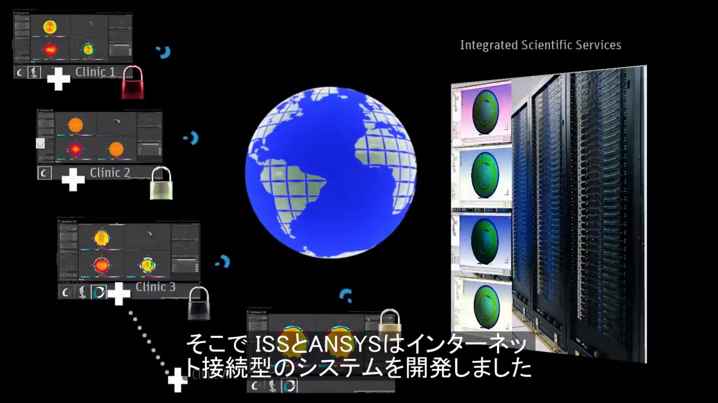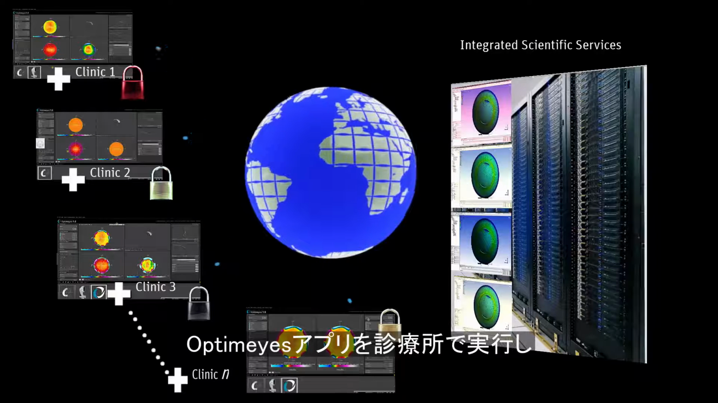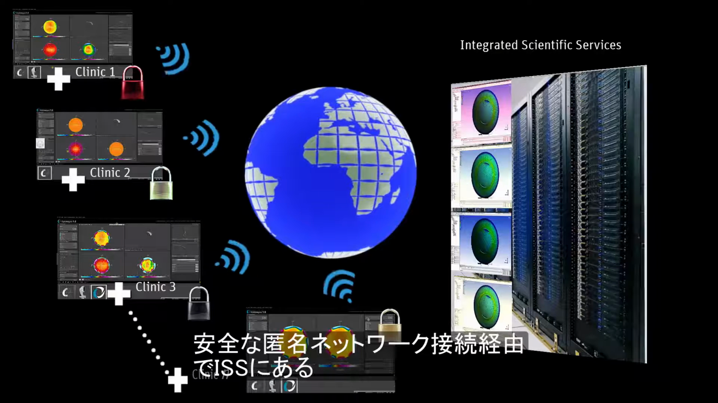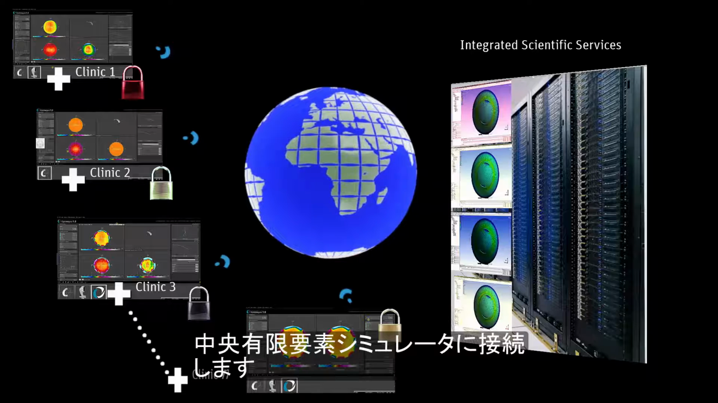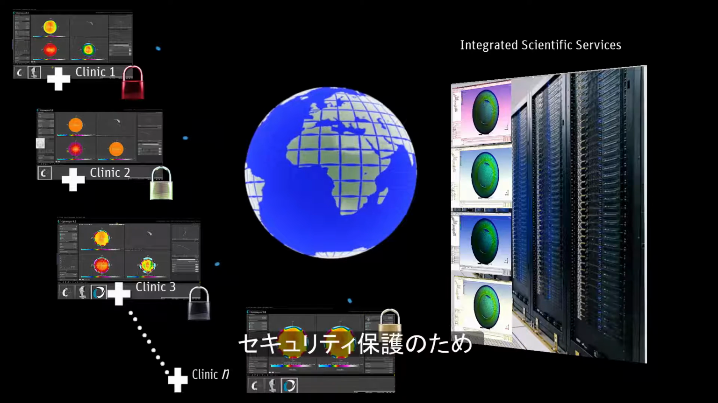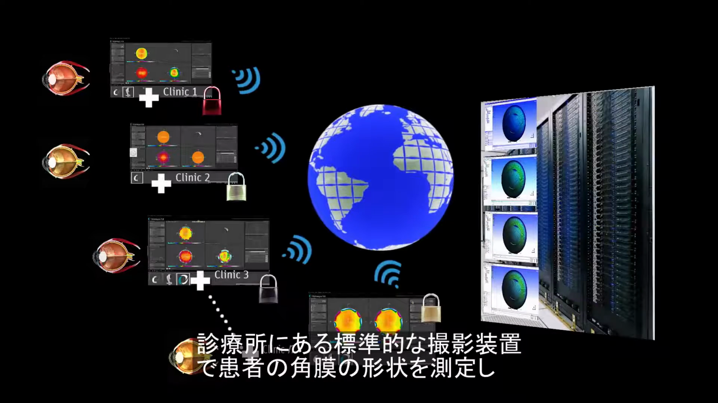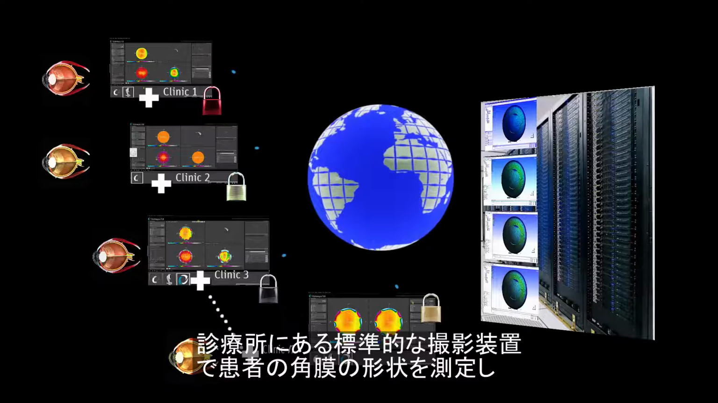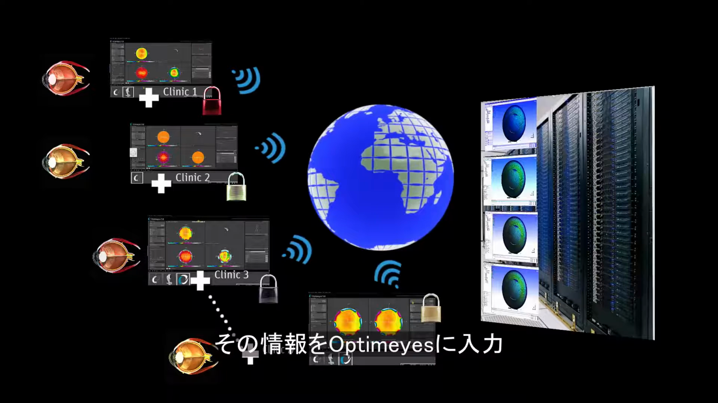ISS worked with ANSYS to create an internet-enabled system where the OptimEyes app is operated at the surgeon's clinic. The secure, anonymized network connection links the app with a high-performance, centralized finite element simulator at ISS. Data is encrypted and password protected for security. The process uses standard imaging devices at the clinic to measure the patient's cornea geometry. That information is entered into OptimEyes.